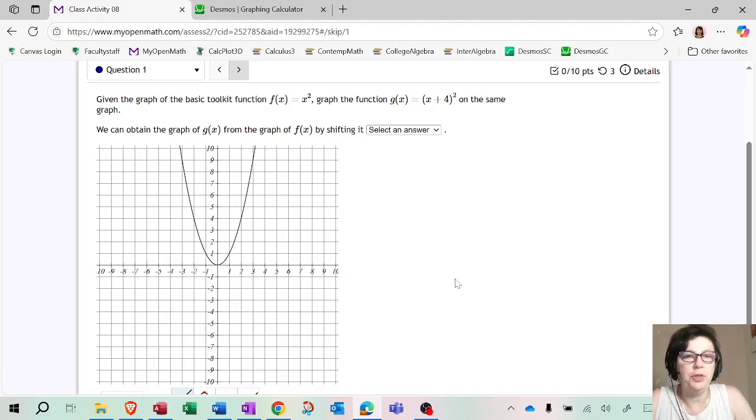Hi guys, in this video we are going to take a look at basic transformations. And the first one we're going to look at is what happens when the graph of a basic toolkit function such as f of x equals x squared, which is a parabola, is translated or shifted a certain number of units to the right or left. So you can see that here the graph of x squared becomes (x plus 4) squared. So what is going on with that?